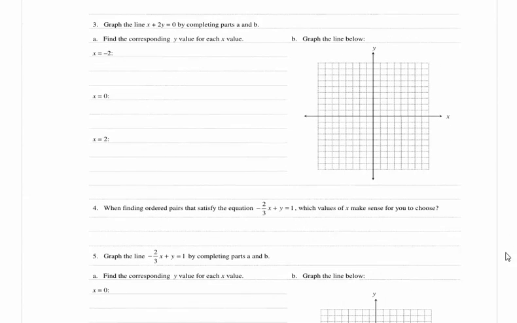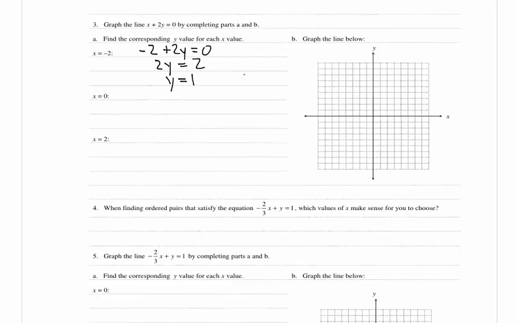In number 3, it says graph the line x plus 2y is equal to 0 by completing parts A and B. In A, it says find the corresponding y value for each x value. So again, we're going to take our x values, plug it into our equation, and solve for y. So we have -2 plus 2y is equal to 0. And I'm going to add 2 to both sides, so 2y is equal to 2. And now divide both sides by 2, and y is equal to 1.